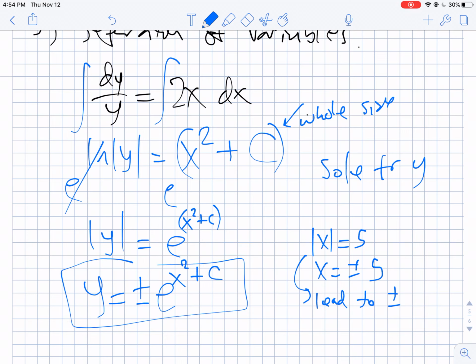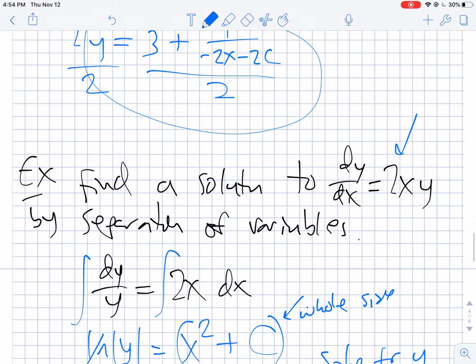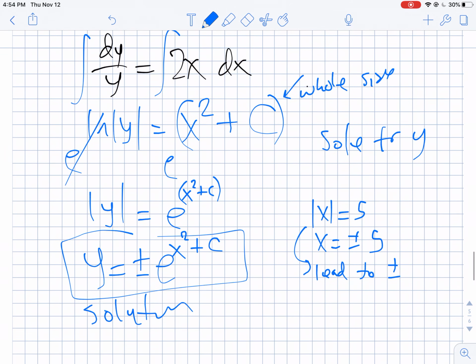Anything that's in this form, this is my form for the solution, anything in this form is a solution to this DE. So that's separation of variables: the separating, the integrating, the solving, and that's how we get to that.